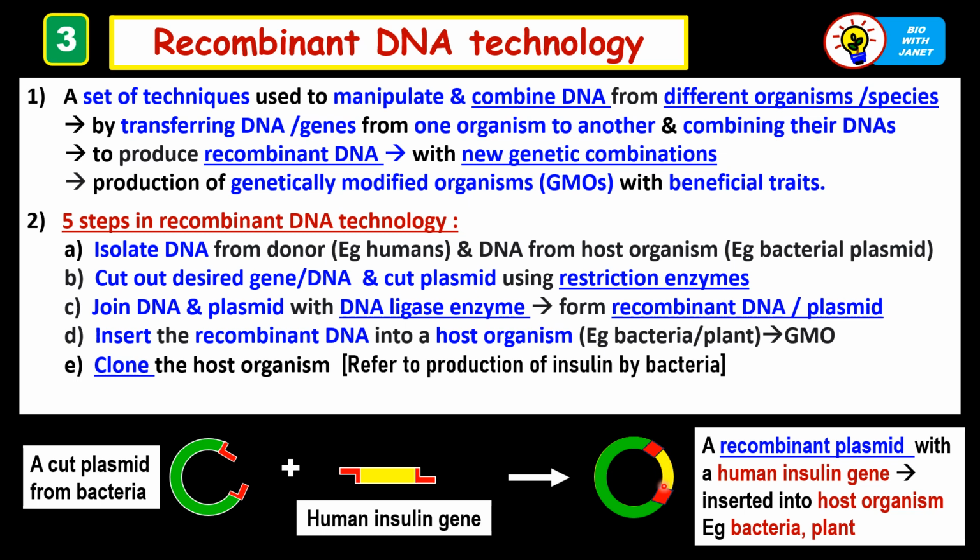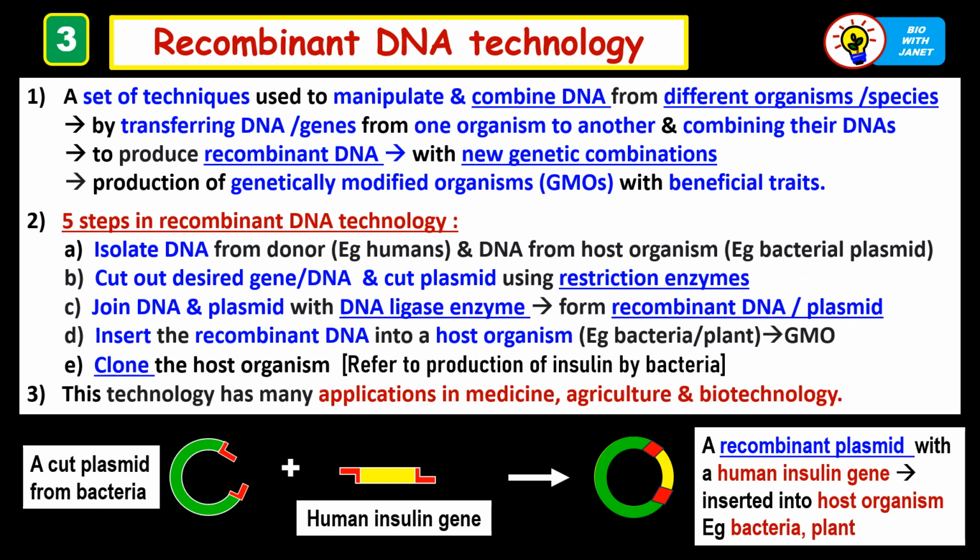So with this human insulin gene inside the bacterial cell, the cell will automatically produce the protein. For example, in this case, it is the hormone insulin. So the host organism can be cloned, or it can just be allowed to undergo binary fission, a type of asexual reproduction, in optimum conditions. Then it will produce the protein like the insulin, which can be extracted for use. So this technology has many applications in medicine, agriculture, and technology.